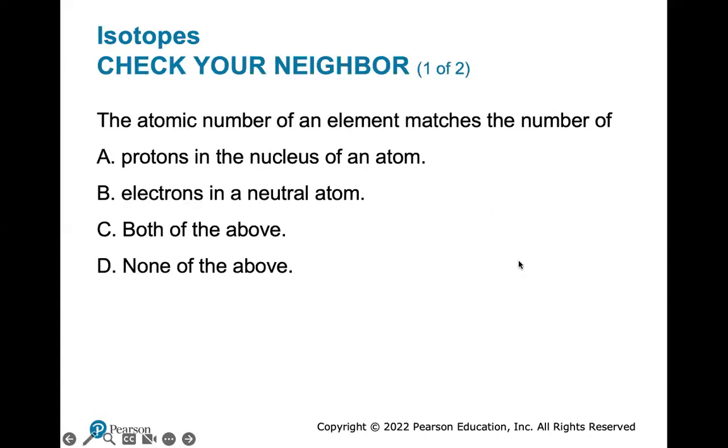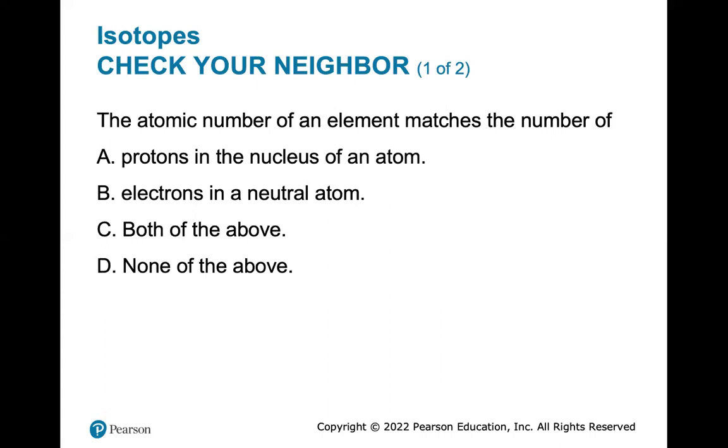Okay. The atomic number of an element matches the number of protons in the nucleus of an atom, electrons in a neutral atom, both of the above, or none of the above. Now, the fact that it says electrons in a neutral atom means that both of these are above. If the atom is neutral, that means it has as many electrons as it has protons. So both of these are true.